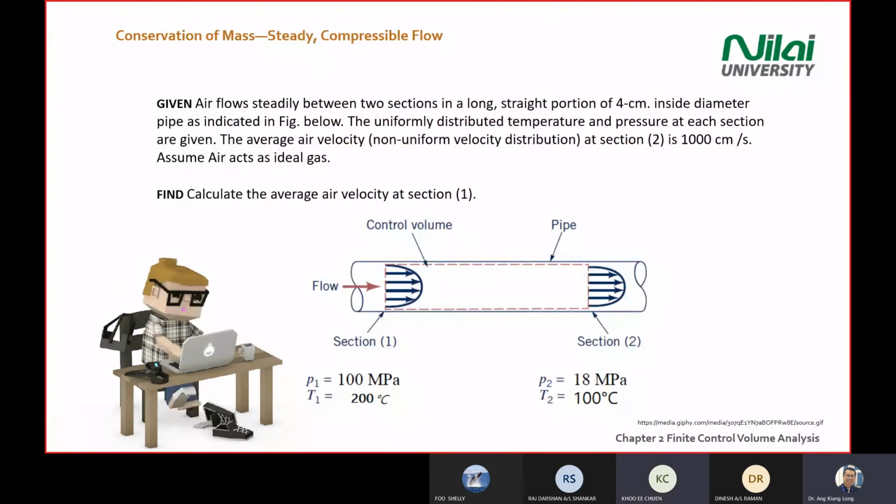All right. Let's move to the next one. Next one is your tutorial question number 4. Okay, this is a more exciting one. Now you're given an airflow. Another word coming out, which will help you to score marks already. You see the word steady, so it means you have a steady flow between two sections, long and straight, and you're given a 4 cm diameter. And again, what we are interested in is the DI, or inside diameter. Remember, always change to unit SI, which is 0.04.